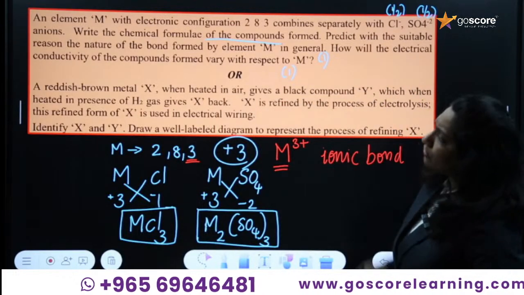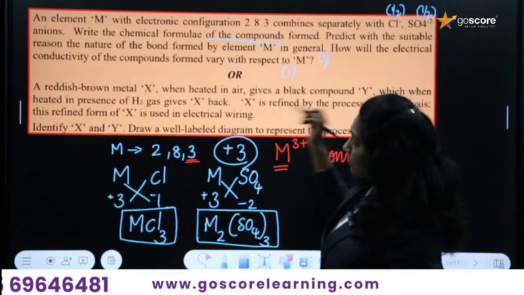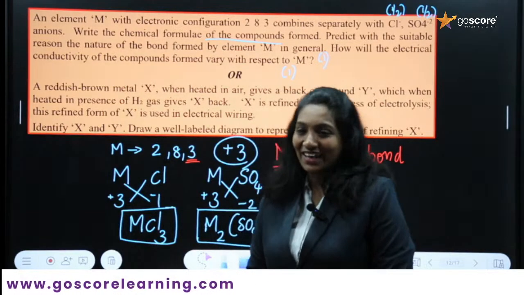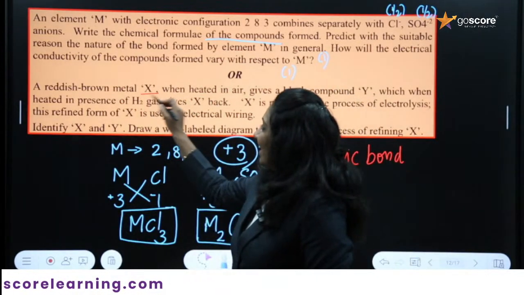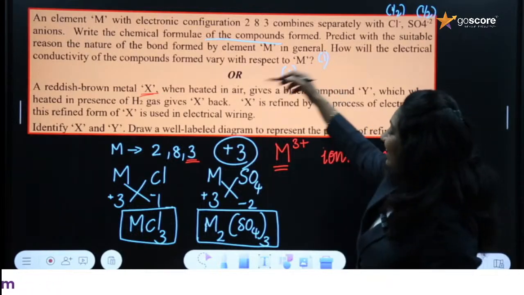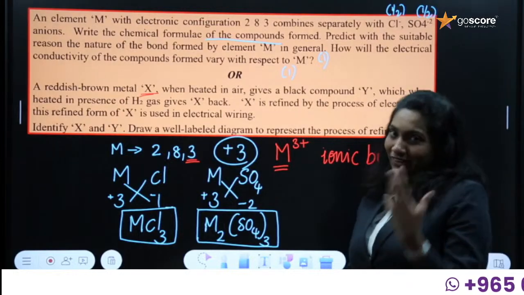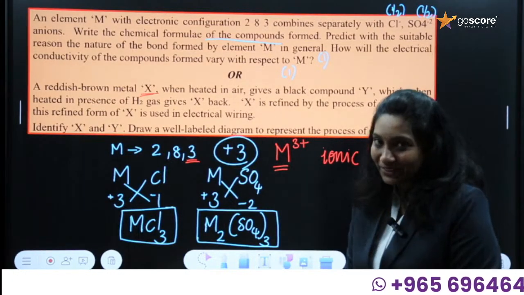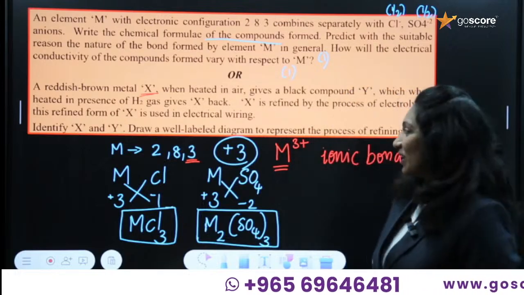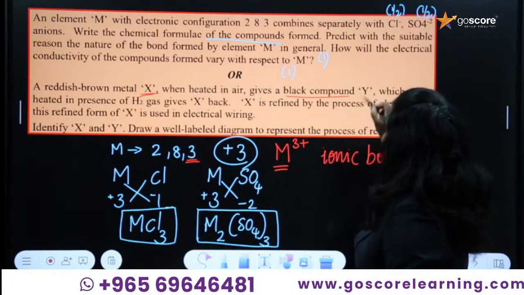And if you are moving to the OR question, we can see the OR question also. A reddish brown metal X, okay? So which one is the reddish brown metal X? It may be copper, and when you heat it in air, it gives a black compound. Why? You have learned that in the reaction of copper with oxygen you get a black copper oxide in the first chapter, right? So I think it will be that one only.